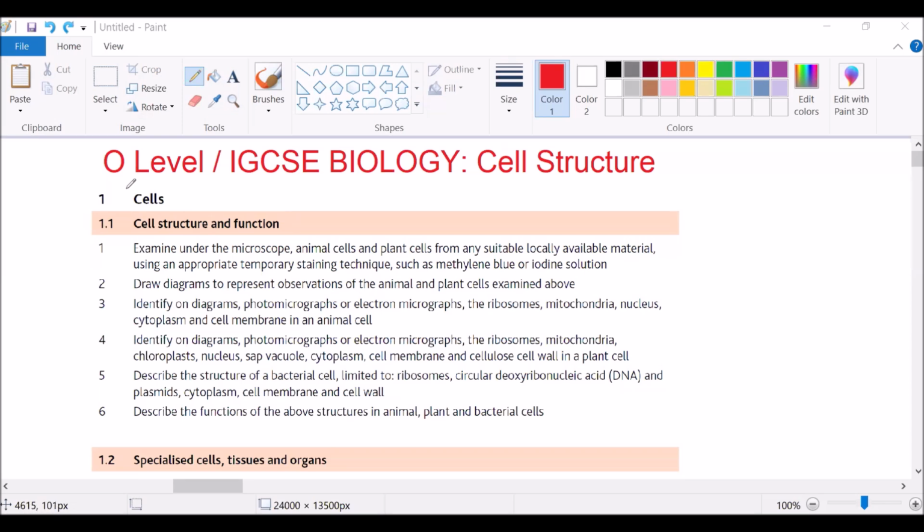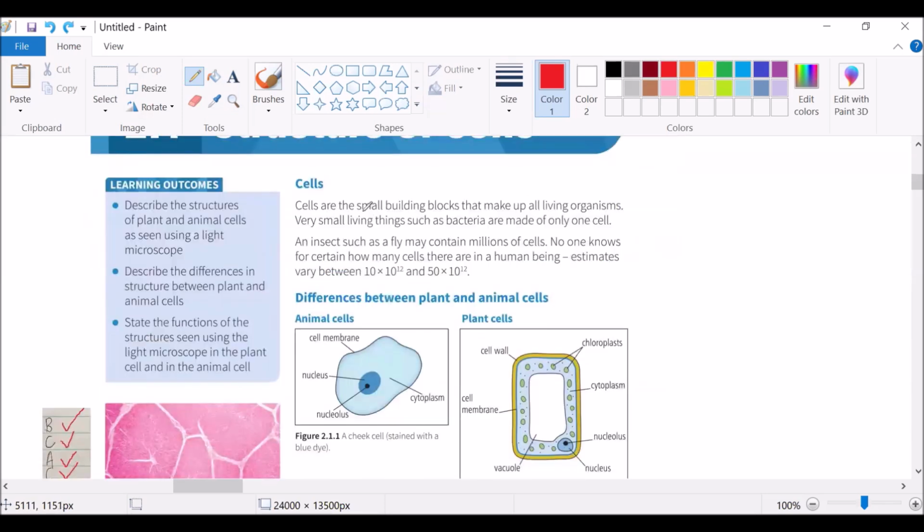Today we are looking at O-Level and IGCSE Biology, and the topic is cell structure. Cells are the small building blocks that make up living organisms. Very small living organisms such as bacteria are made up of only one cell. An insect such as a fly may contain millions of cells.